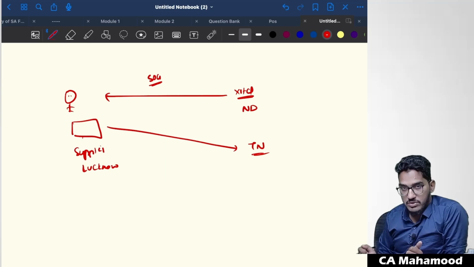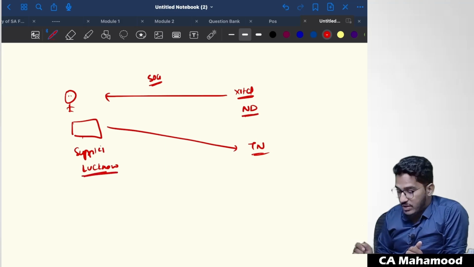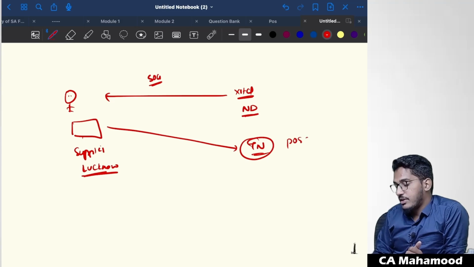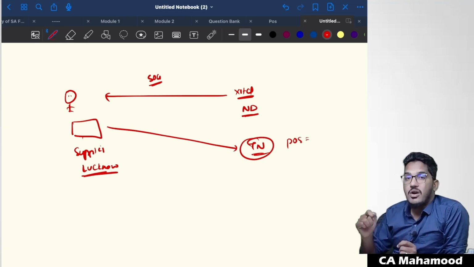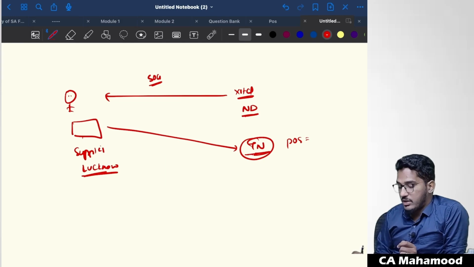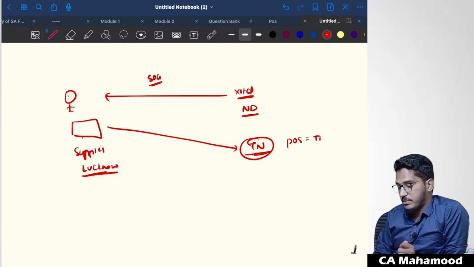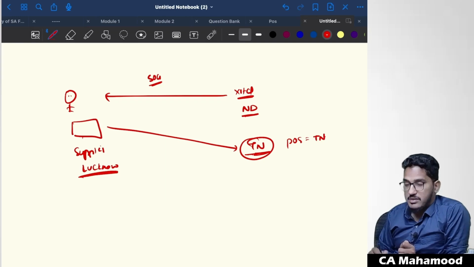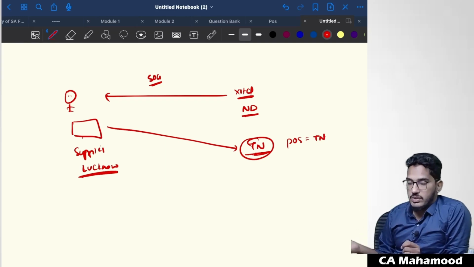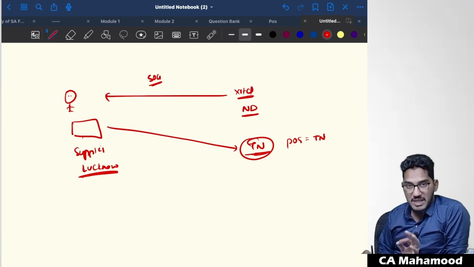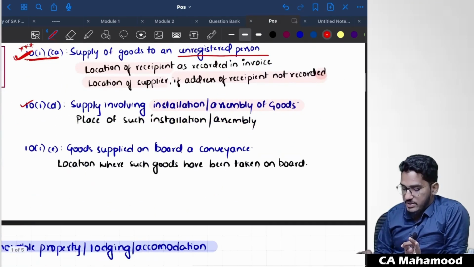In this case, what will be the place of supply? Location of the supplier is Lucknow. Location of the recipient is New Delhi, but the place of supply will be Tamil Nadu. Why? Because in case of supply of goods which involves installation or assembly, the place of supply will be the location at which such goods are assembled or installed. So in this case, the place of supply will be Tamil Nadu. Location of the supplier is Lucknow, that is UP. So both are falling in 2 different states, so it is an interstate supply and IGST will be imposed. Clear? So this is what we have regarding Section 10(1)(d).